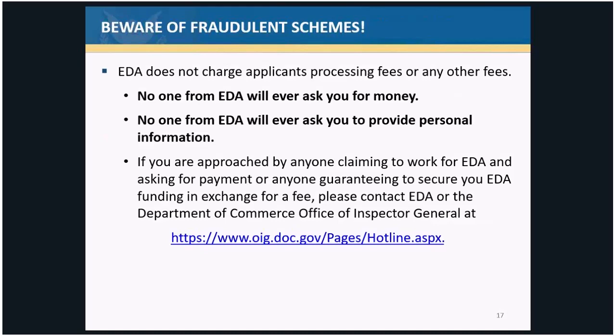If you are approached by anyone claiming to work for EDA who either asks you for money or for personal information, please contact EDA immediately, and you may also want to contact the Department of Commerce, Office of Inspector General at the web address you see below. Also, if anyone contacts you and guarantees to secure you EDA funding in exchange for money, that is also a fraudulent scheme, and you should contact EDA and the Office of the Inspector General. EDA funding is never guaranteed until EDA has processed and approved your application.